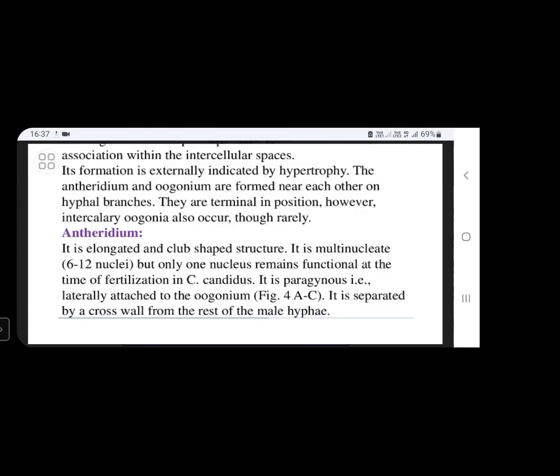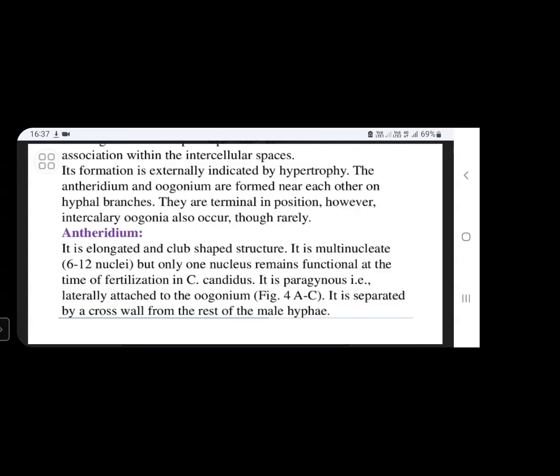Second type, Albugo bliti. In this, the oogonium as well as the antheridium comprise many functional nuclei. So, as a result of fertilization, the zygote will comprise multiple nuclei.